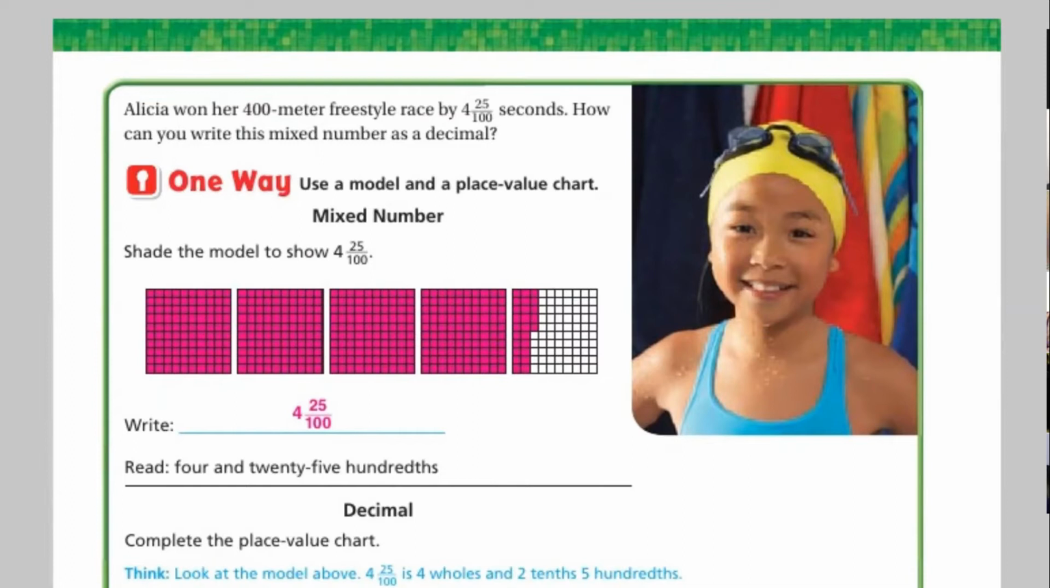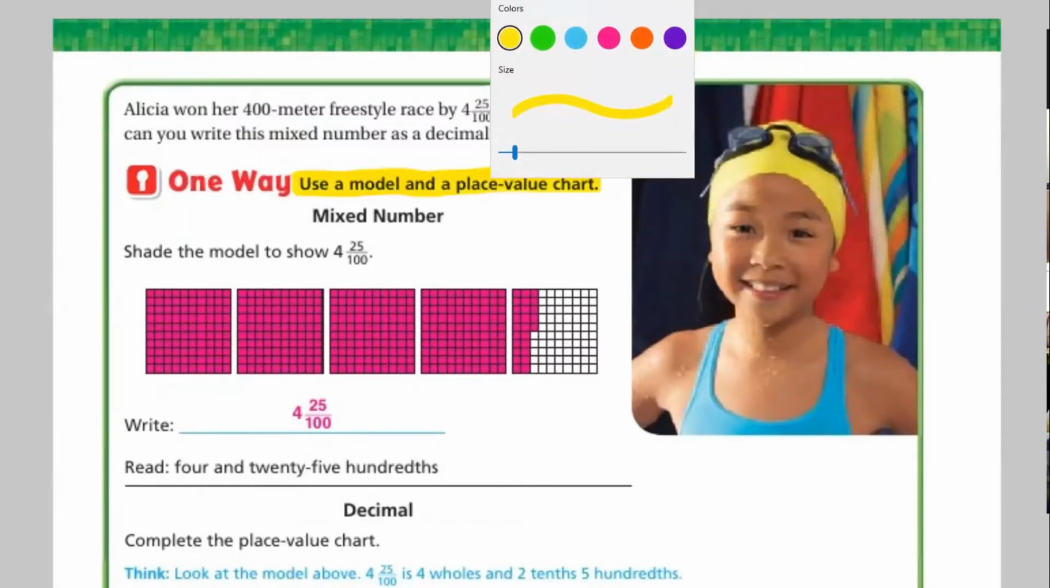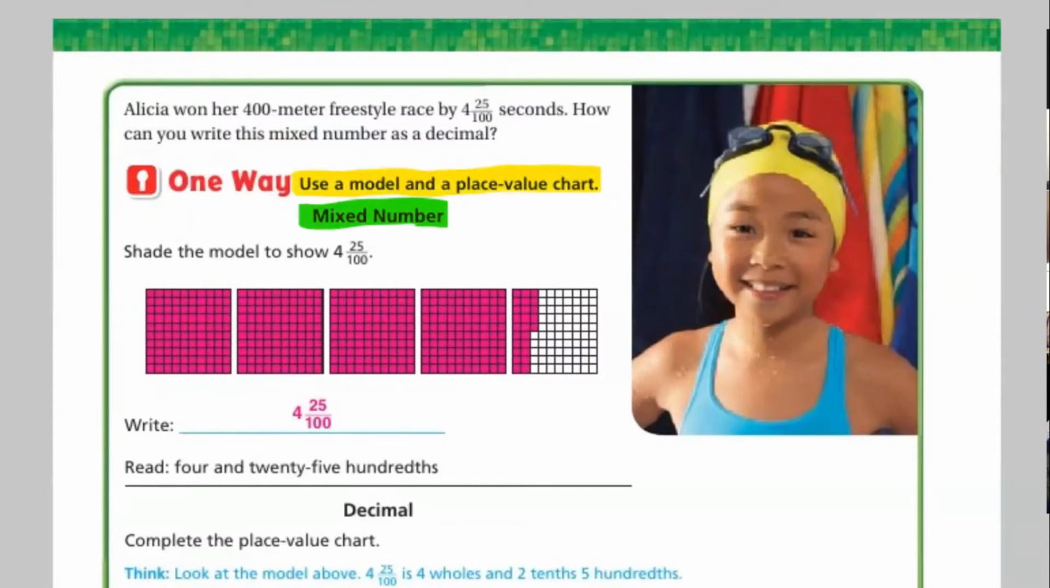Okay, Abdul Mohsin, let's use a model and place value chart. Firstly, let's write it as a mixed number. We have 4 and 25 over 100. How can we write it using a model? What does the whole shaded square represent for you? I'm asking about just one whole square.